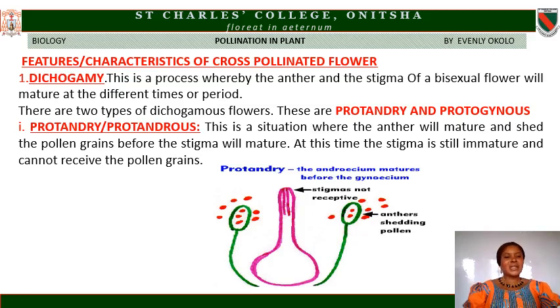Let's start with protandry or protandrous. This is a situation where the anther will mature and shed the pollen grains before the stigma will mature. At this time, the stigma is still immature and cannot receive the pollen grains. Let's look at the structure here. It's a typical example of protandry. Here, you see the pollen grains wasting from the anthers because the stigma is still immature. The consequence is that by the time the stigma will mature, the pollen grains should have been wasted or withered.